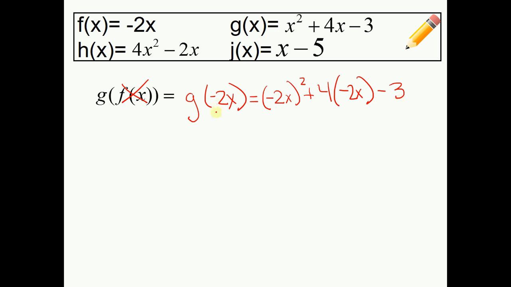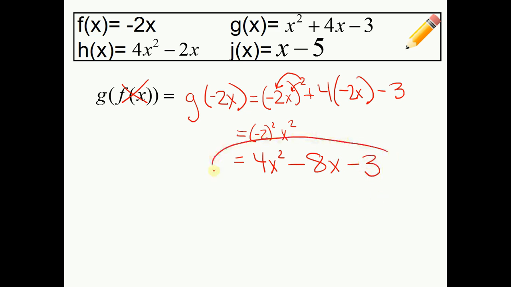Let's simplify. So I got negative 2x quantity squared. So guys, remember, drop that squared in exponent rules, right? So I'm going to get negative 2 squared, x squared, which would be 4x squared, right? 4 times negative 2, that is negative 8x minus 3. So the value of g of f of x is 4x squared minus 8x minus 3.